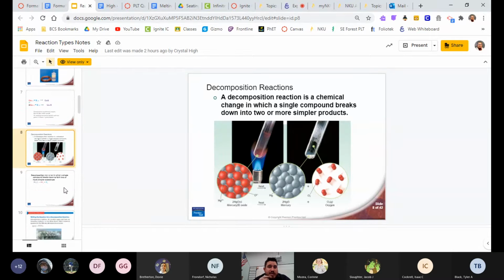A decomposition reaction is pretty much the exact opposite. It's where you start off with a compound, a reactant, and it's going to break apart into smaller parts. It could break apart into element plus element. It could break apart into smaller compound plus smaller compound. But you start off with one reactant, and you end up with two products or more. Okay, two or more simpler, smaller products.